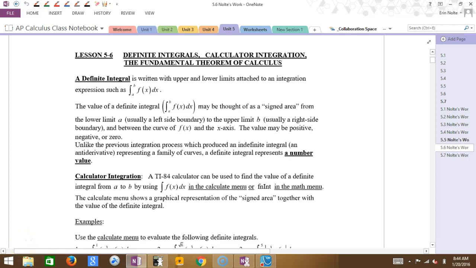Gotta make it better. All right. So 5.6 is definite integrals. 5.5 was indefinite integrals, and 5.6 is definite integrals.